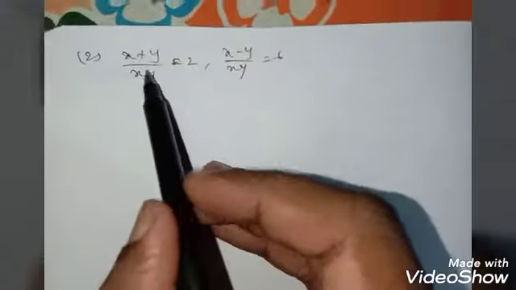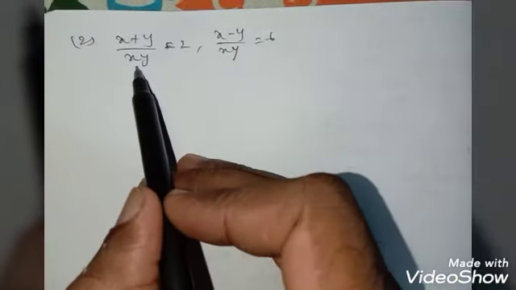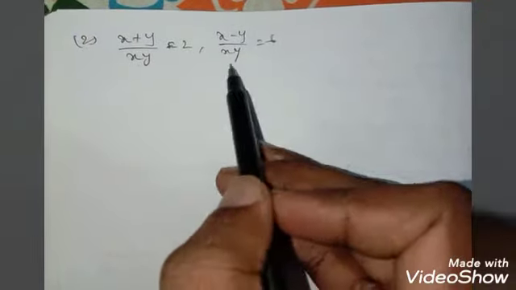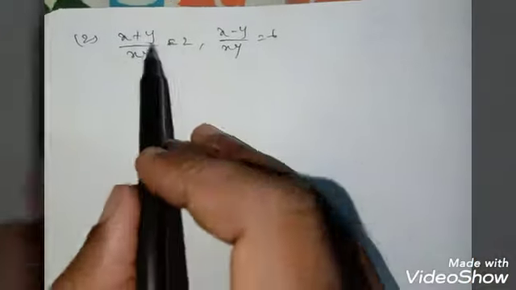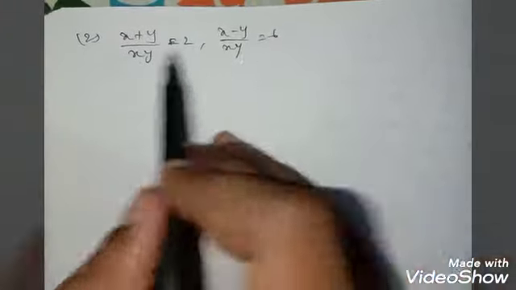Now let us go to the second question here. x plus y divided by xy is equal to 2, and x minus y divided by xy is equal to 6. Now here the denominators of both the values are the same.